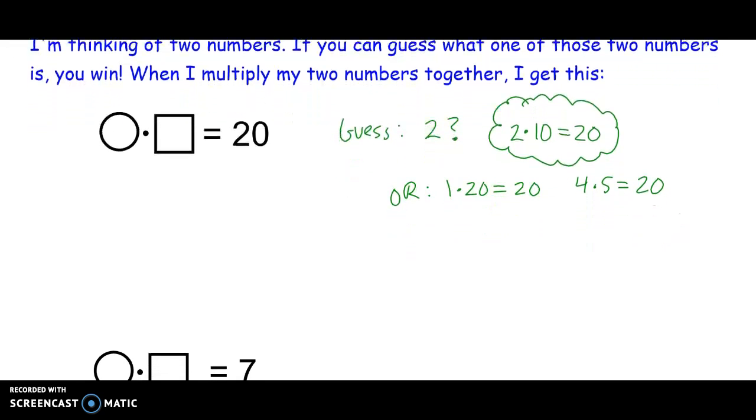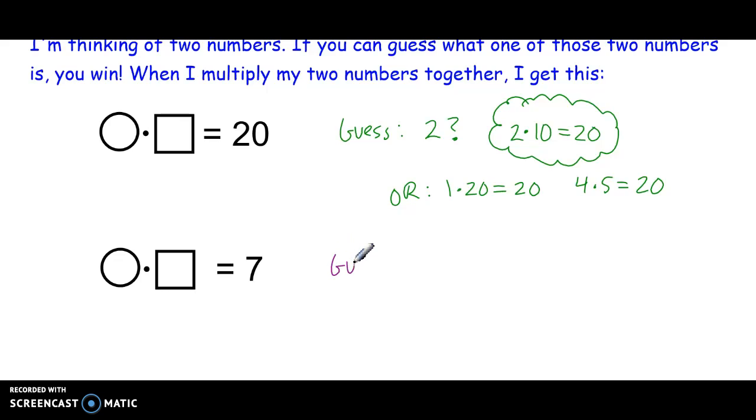But imagine that we were looking at product equals 7. Do you think your chances of guessing are a little better here? Do you think maybe you might guess that one of the numbers is 7? And what you're thinking there is, well, 7's a prime number. The only way to produce 7 is 1 times 7. I've got to be right.